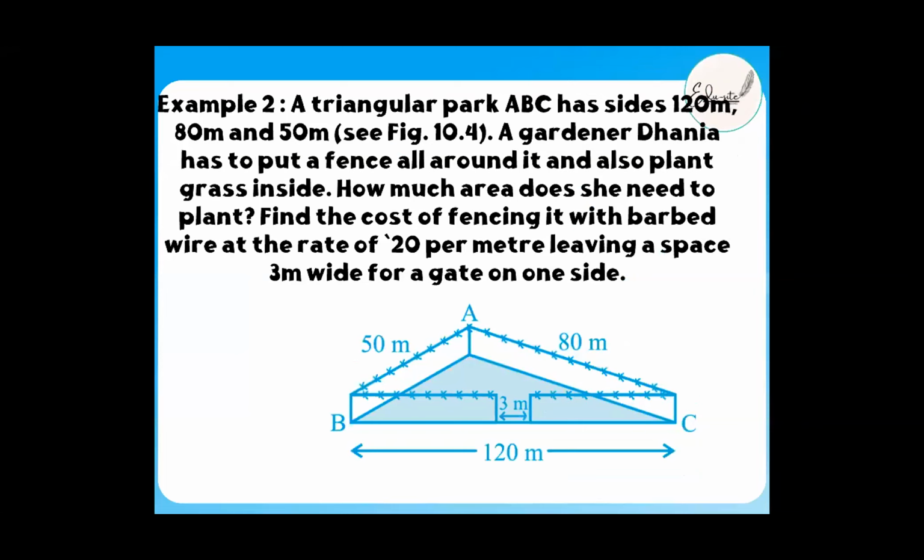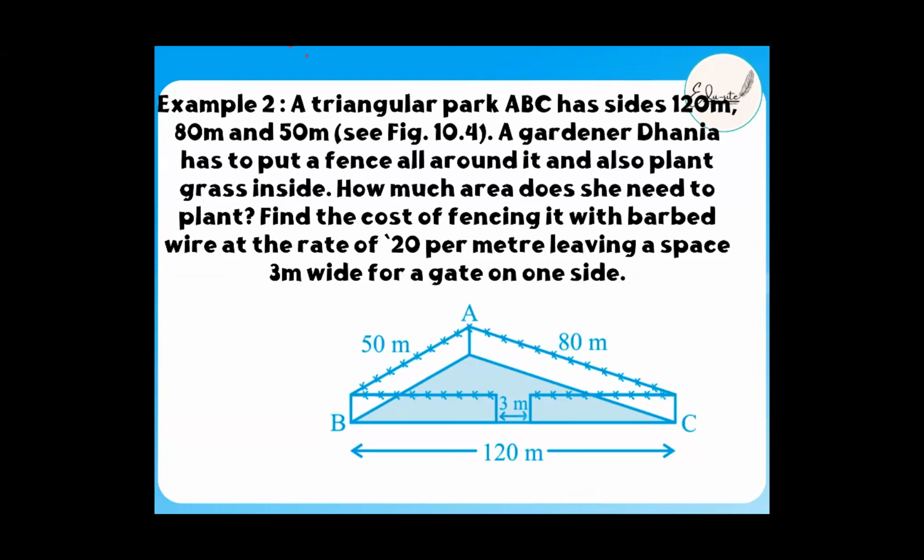Okay. So now we have the next question. Can you please read out the next question, Laiba? Triangular park, Example problem 2. Sides 120 meter, 80 meter, and 50 meter. A gardener Dhania has to put a fence all around it and also plant grass inside. How much area does she need to plant? Find the cost of fencing it with barbed wire at the rate of 20 per meter, leaving a space 3 meter wide for a gate on one side.